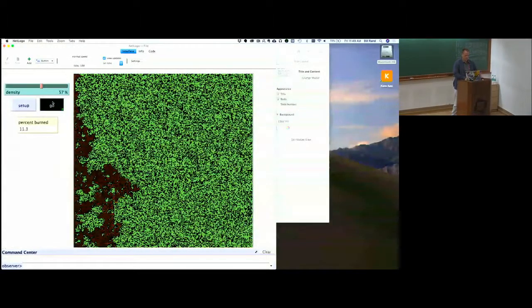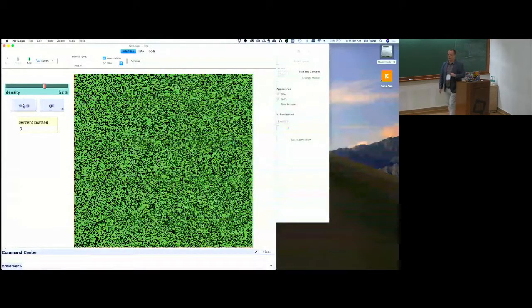Now, is everyone pretty convinced it's not going to reach the right side of the screen, at least not on a random probability? So I'm going to move that up to 62%. Not very much higher.